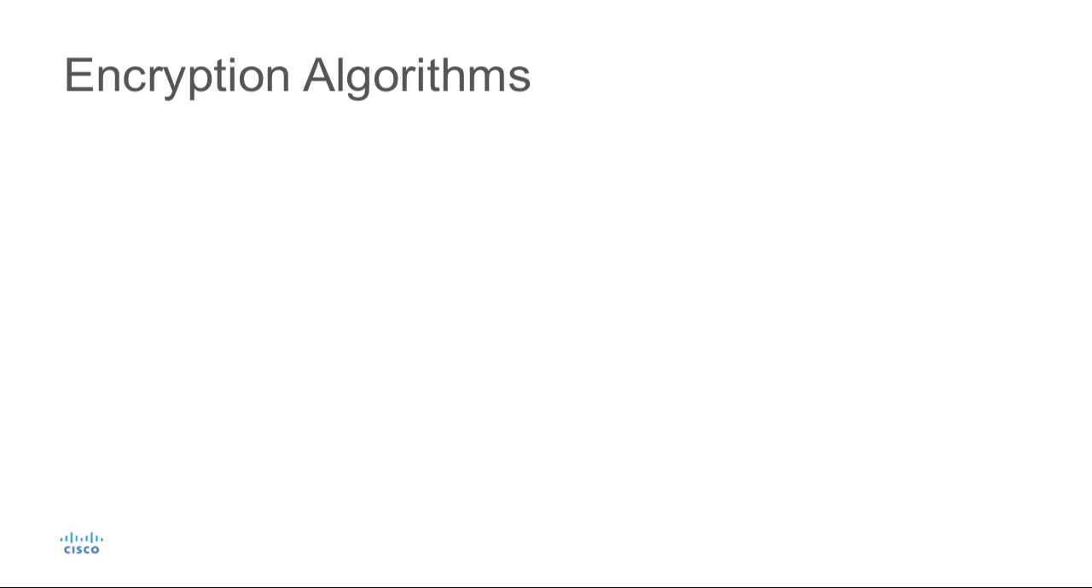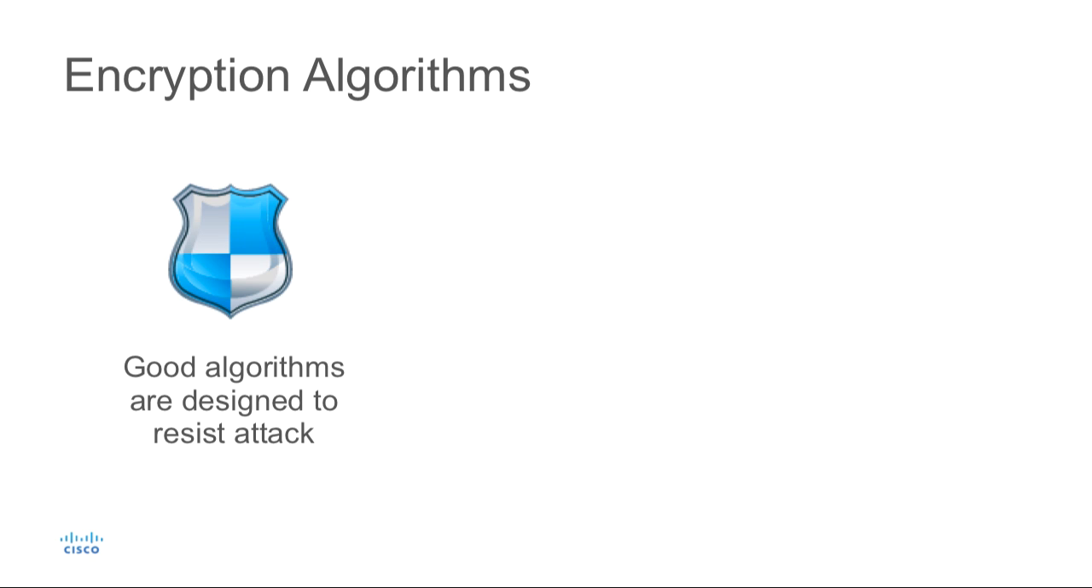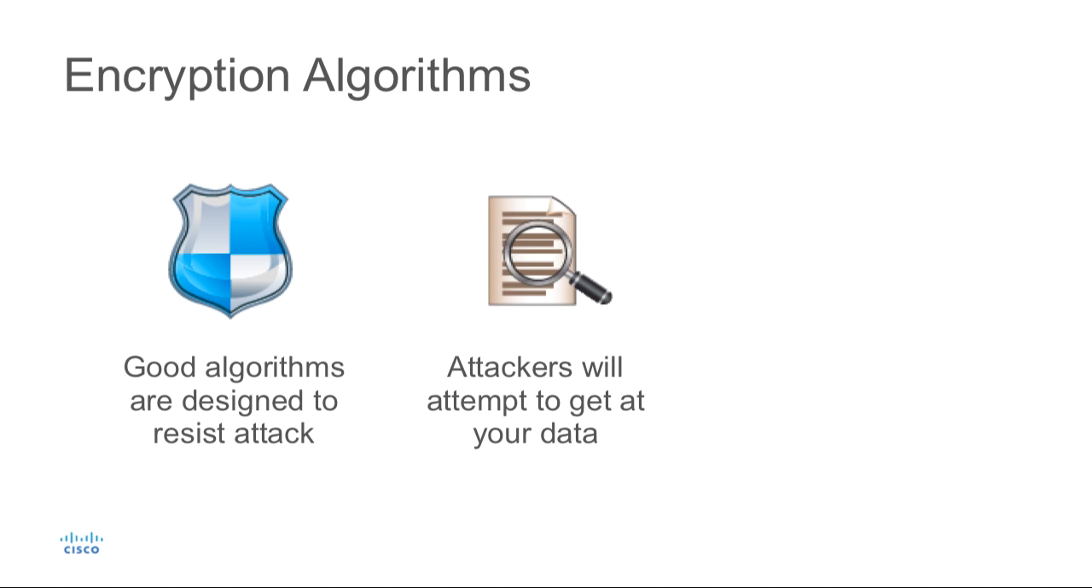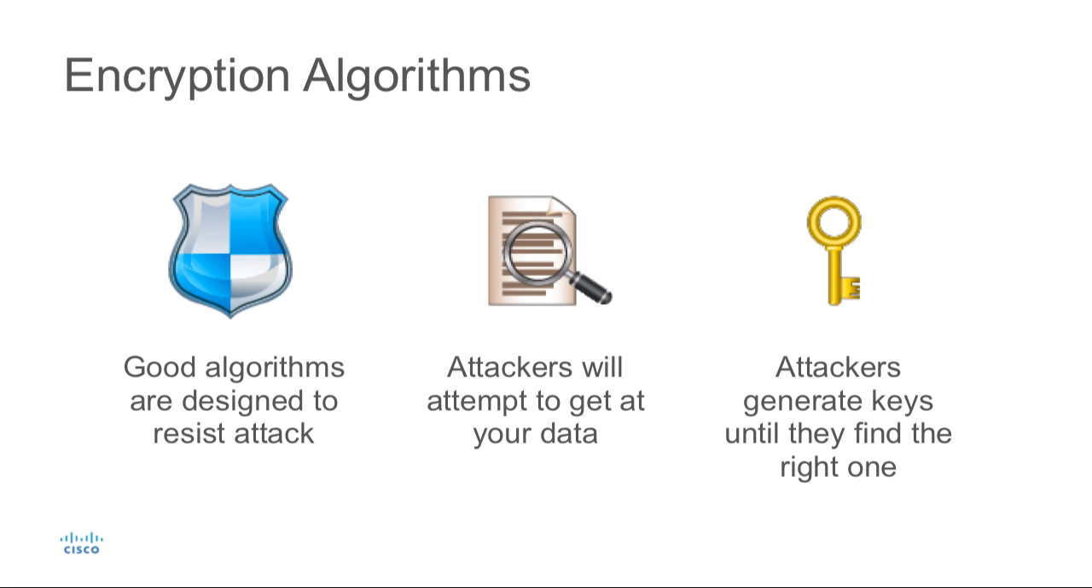Now a good algorithm that we use for encryption is designed in a way that it will resist attack, because you have to understand that it's going to come under scrutiny of attackers. They're going to try to break it. They want to get access to your data. So they're going to try to decrypt that data using as many possible keys as they can generate.